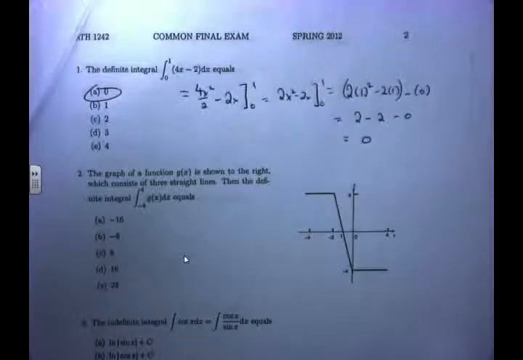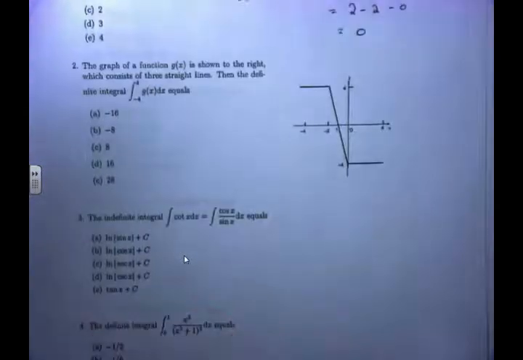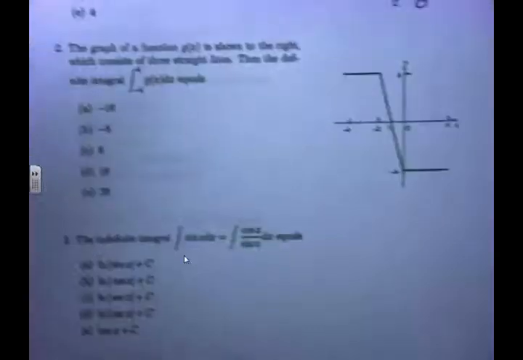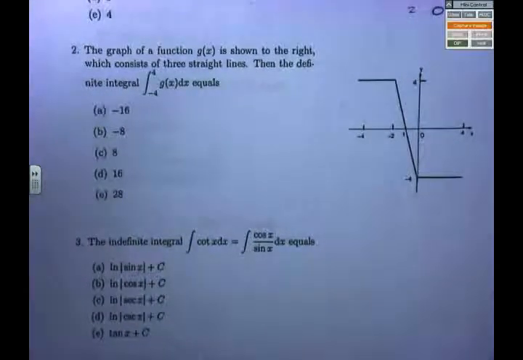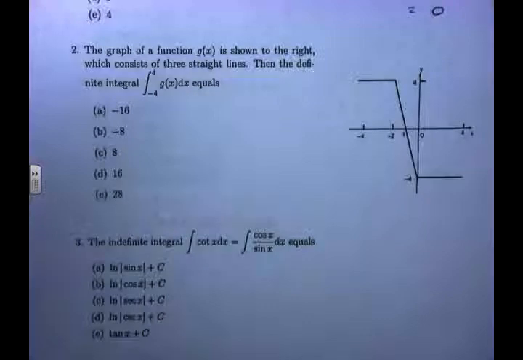All right, number two. Remember, integral is area under the curve. This one says the graph of the function g of x is shown to the right, which consists of three lines. The definite integral from negative 4 to 4 of g of x dx is equal to what? This is one of those classic geometric problems. They didn't give me the function, they gave me a picture of it. When I integrate, I get the area under the curve, and the area below the x-axis is considered negative area.